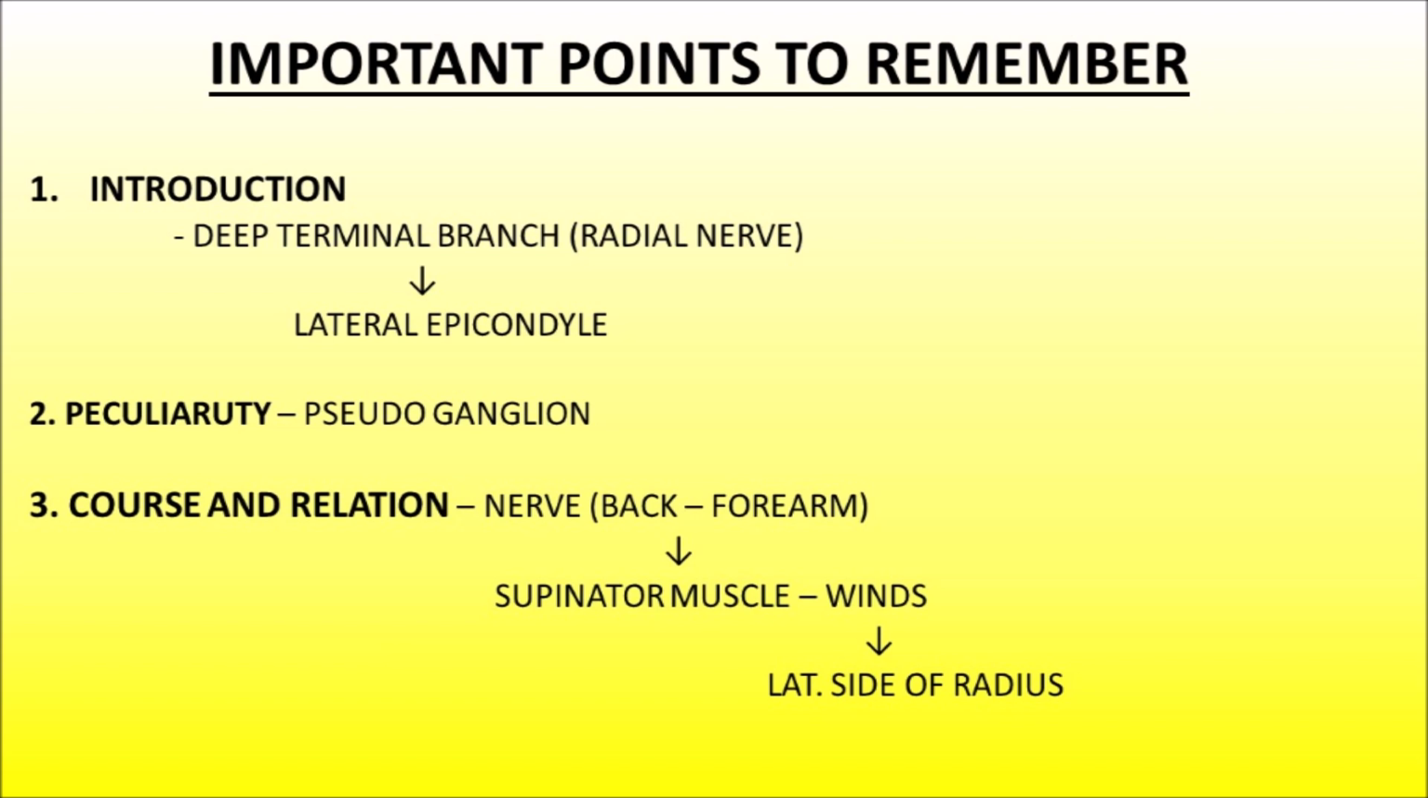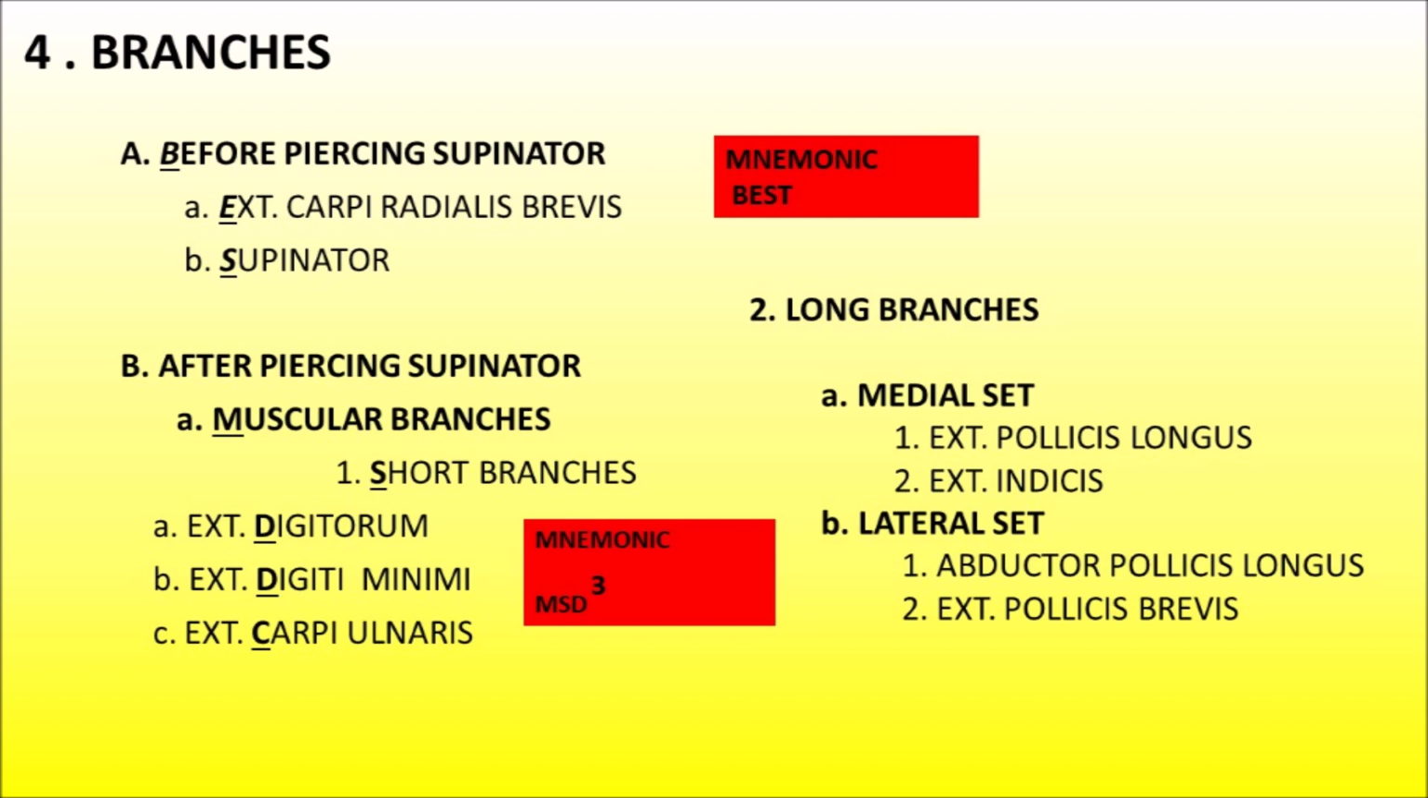To move on with its course and relations, the nerve appears in the back of the forearm by piercing the supinator muscle and winds round the lateral side of the radius. Let us move on to the branches. Two branches are given before piercing the supinator, which are to the extensor carpi radialis brevis and the supinator. After piercing the supinator, under the muscular branches there are short branches and the long branches.